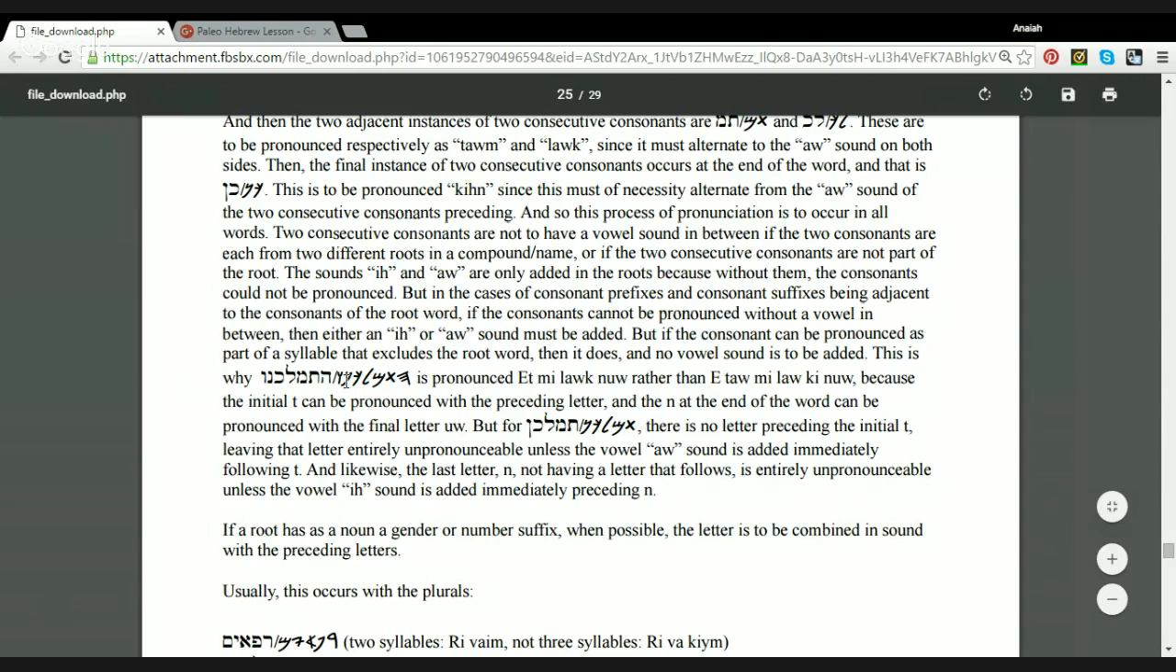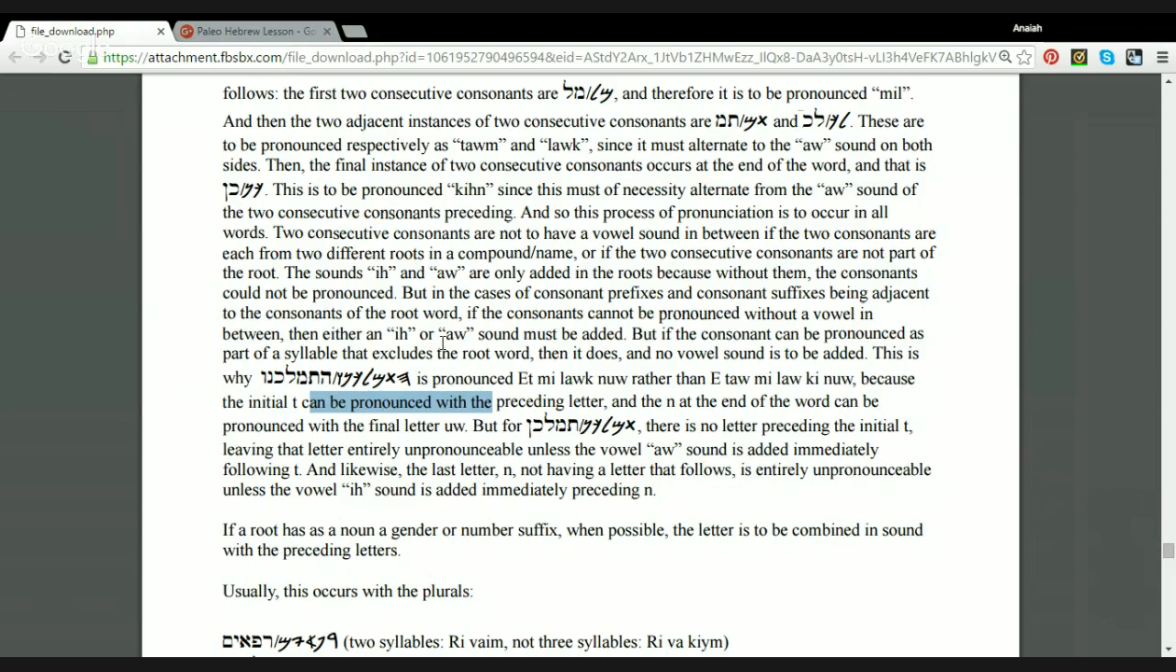This is why this right here is et milaknu, because the initial T can be pronounced with the preceding letter. You don't have to say etamilaknu, because the T can be joined with the S sound. But for this word, there is no E preceding the T. So now all you have is a TM. You need a thing in between to flow them together. So it's tamilakin.